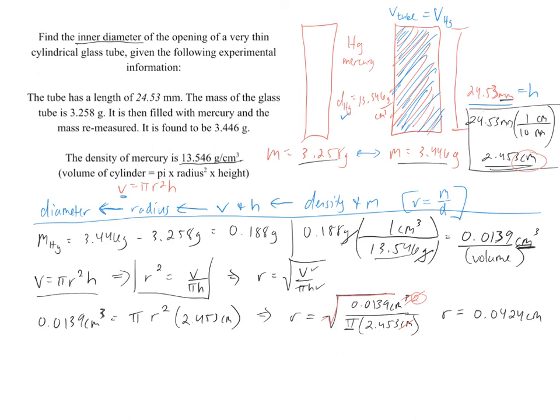That's perfectly fine. We know that diameter is 2 times the radius. So we say diameter equals 2 times your radius. Now remember, use the unrounded version of 0.0424 centimeters. And our diameter equals 0.0849.